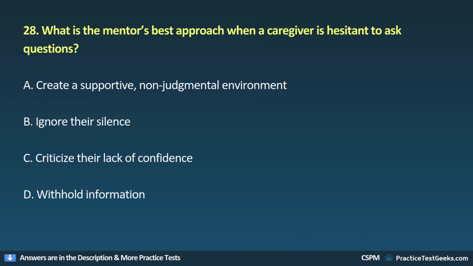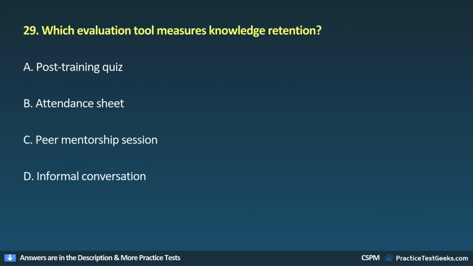28. What is the mentor's best approach when a caregiver is hesitant to ask questions? A. Create a supportive, non-judgmental environment. B. Ignore their silence. C. Criticize their lack of confidence. D. Withhold information. 29. Which evaluation tool measures knowledge retention? A. Post-training quiz. B. Attendance sheet. C. Peer mentorship session. D. Informal conversation.